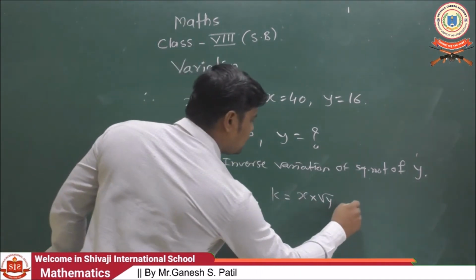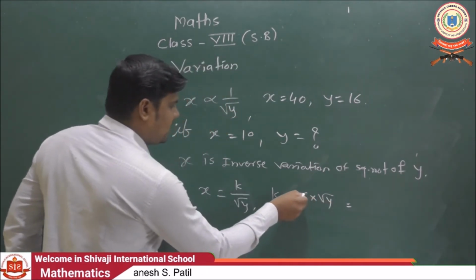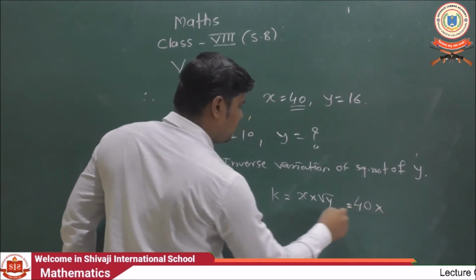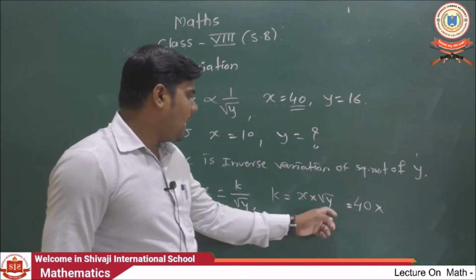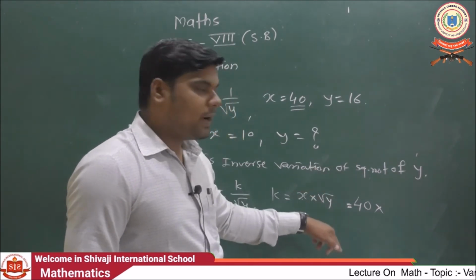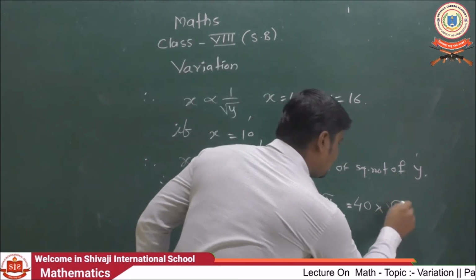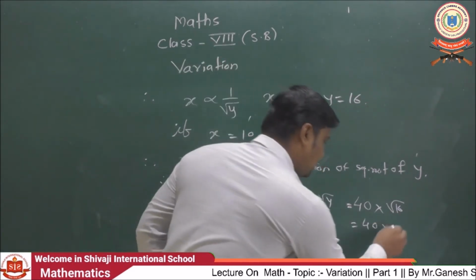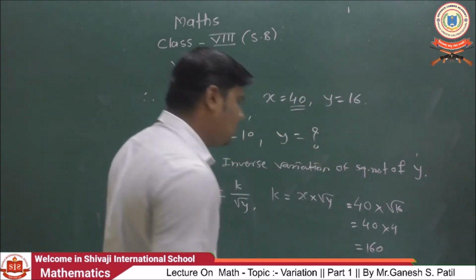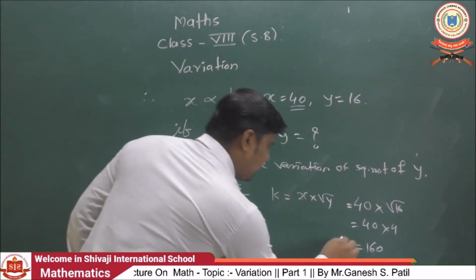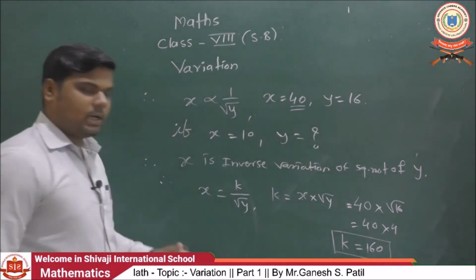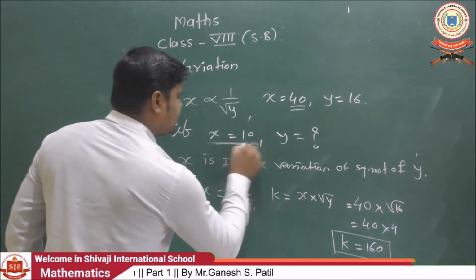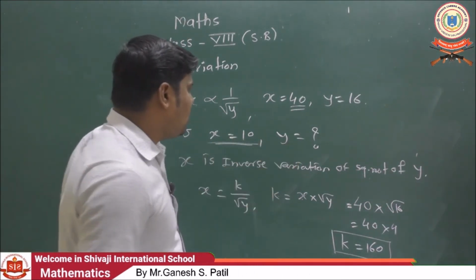Then first we find out the value of constant. What is the value of x? Value of x is 40, and into what is the value of y? But here y is in the square root, means under root of 16. 40 into square root of 16, which is 4, is 160. 4 fours are 16 and 0. This is the value of k. K is equal to 160.